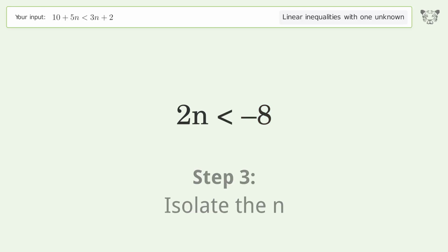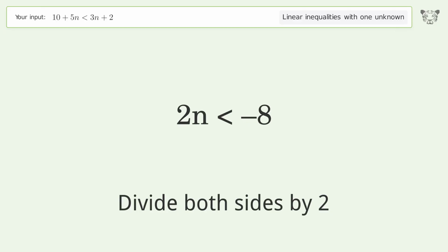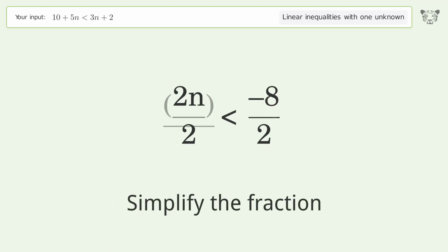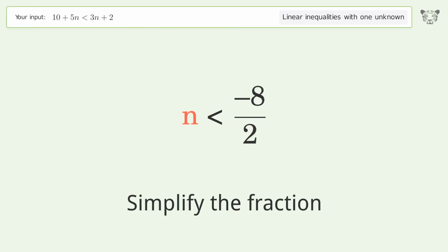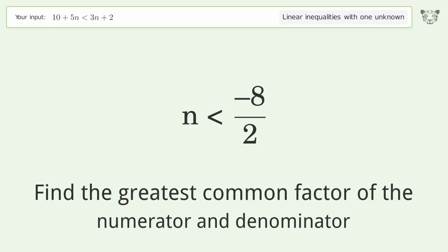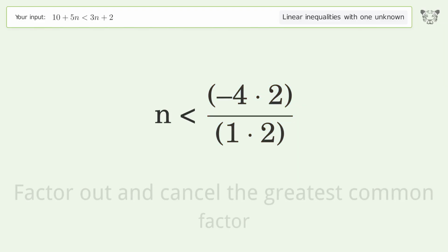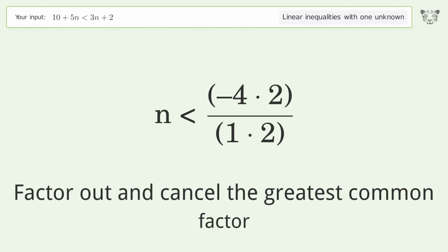Isolate the n. Divide both sides by 2. Simplify the fraction. Find the greatest common factor of the numerator and denominator. Factor out and cancel the greatest common factor.